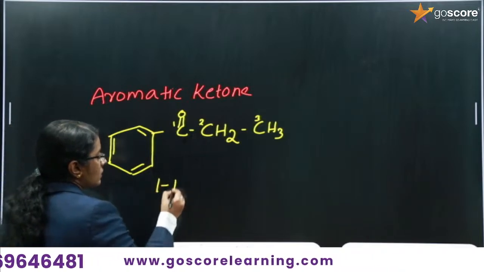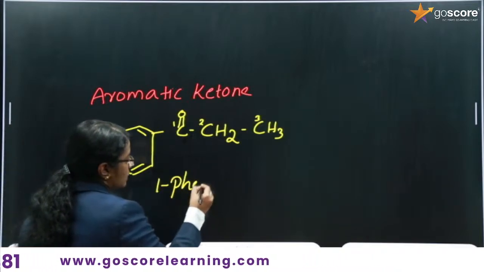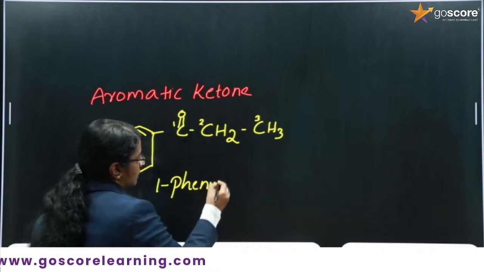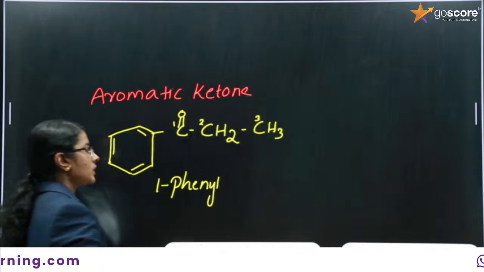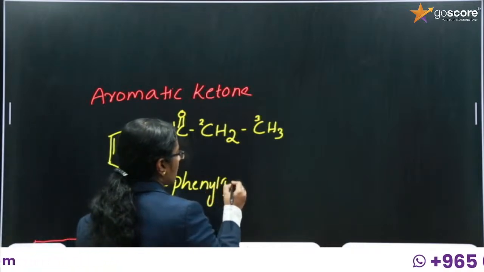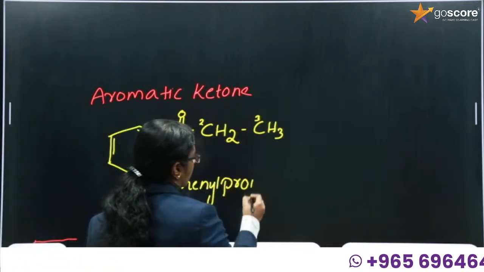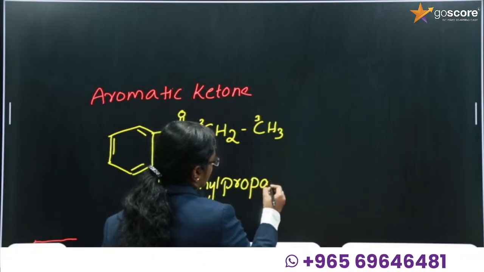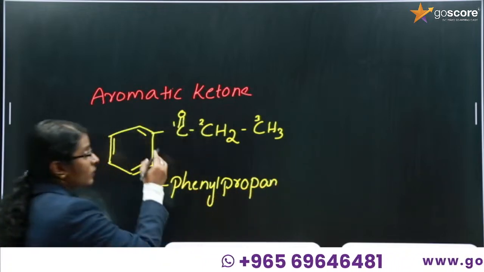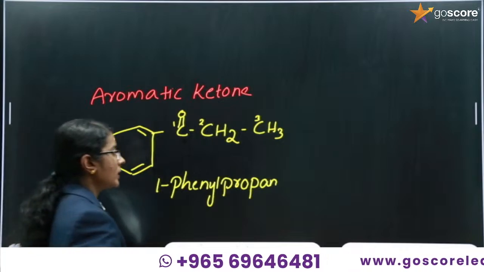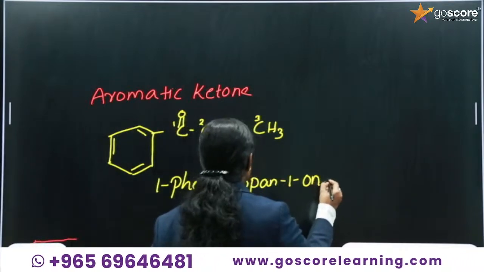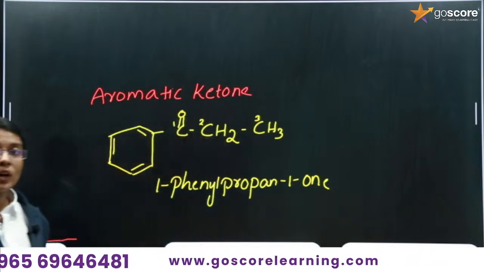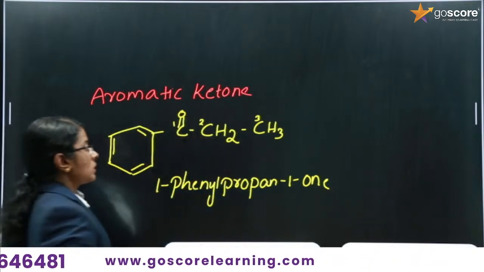So it is 1 phenyl. How many carbon atoms? 3 carbon atoms. So it is 1 phenyl propane 1 one. You have to indicate the position of the ketone. So it is 1 phenyl propane 1 one.